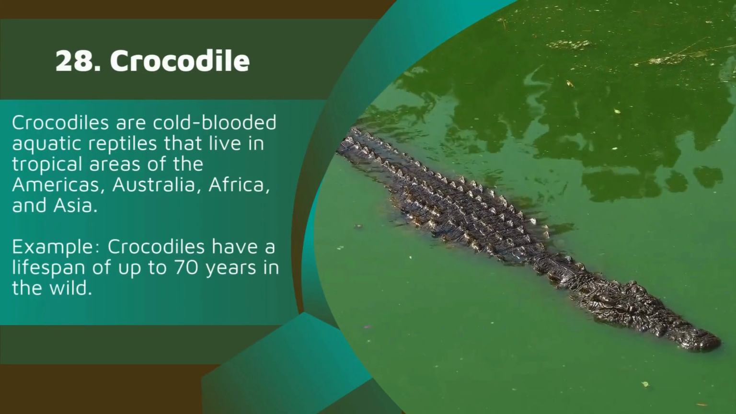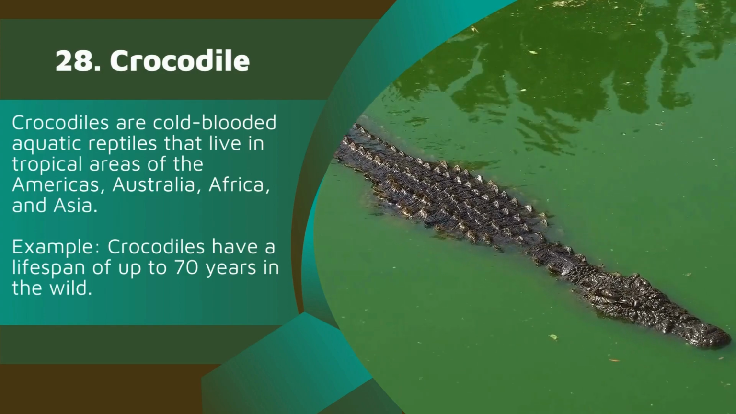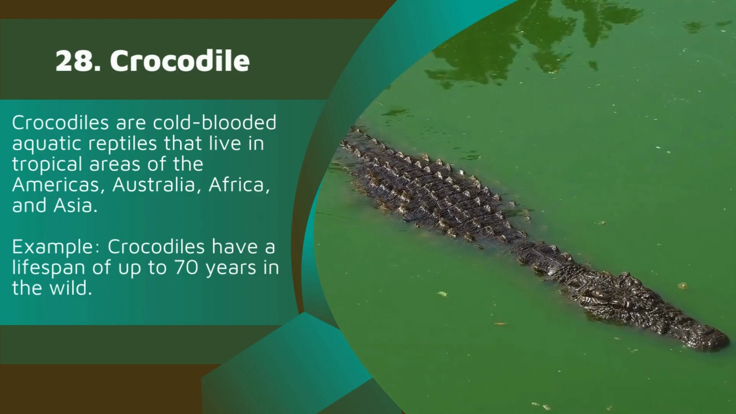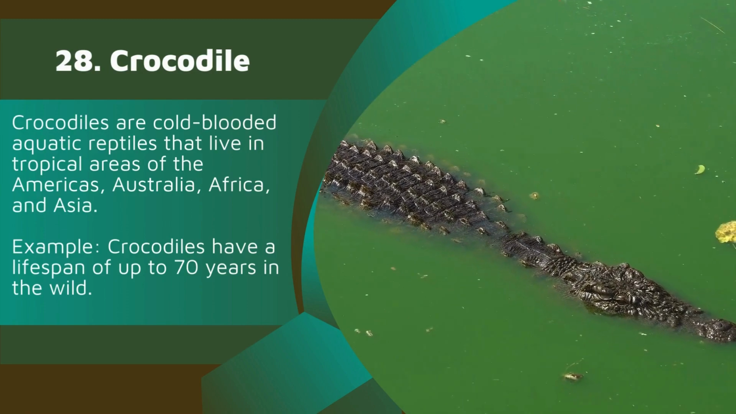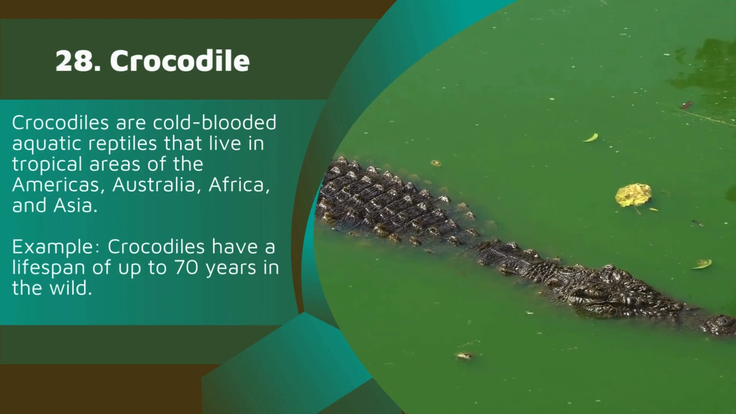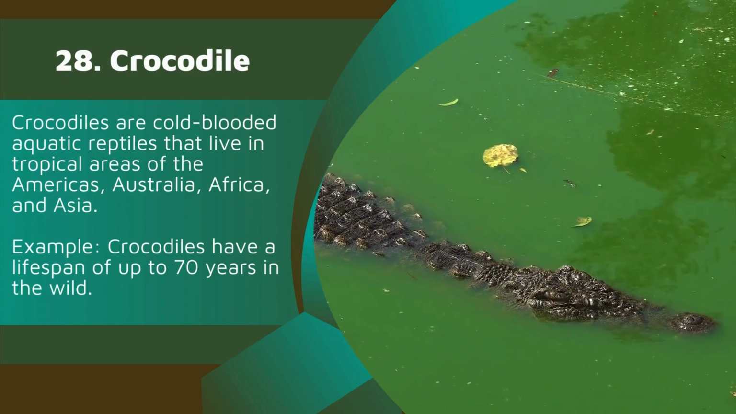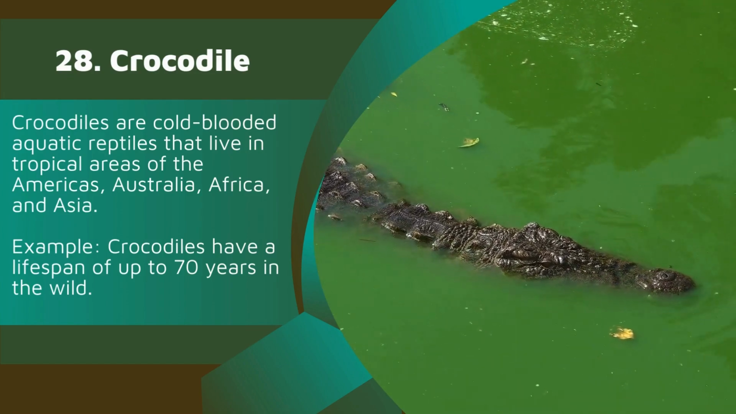28. Crocodile. Crocodiles are cold-blooded aquatic reptiles that live in tropical areas of the Americas, Australia, Africa, and Asia. Example, crocodiles have a lifespan of up to 70 years in the wild.